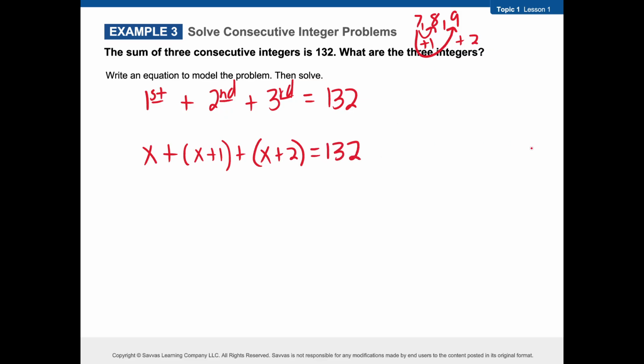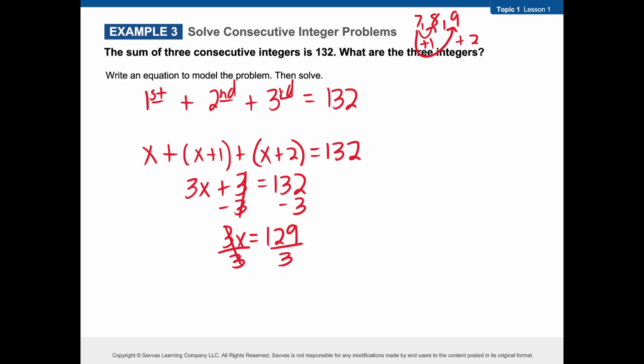And then the sum of those 3 integers equals 132. Combine all of your like terms. 1x plus 1x plus 1x is 3x. And then 1 plus 2 is 3. Two-step equation. Subtract 3 from both sides. 3x equals 129. Divide by 3. And x equals 12 divided by 3, 4.